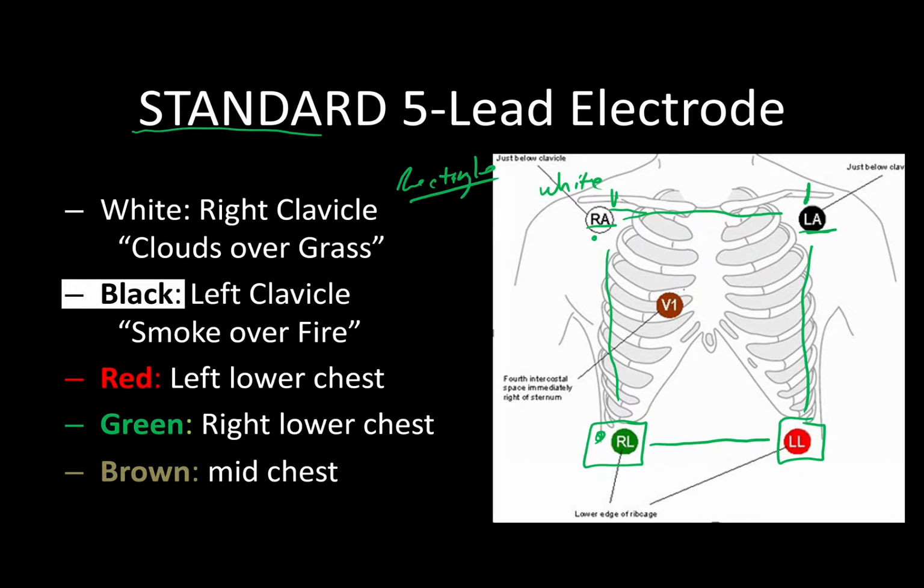Last but not least, of course, you have your brown lead, and your brown lead is supposed to go 4th intercostal space, just to the right of the sternal border. You actually don't want it on the sternum. You want it just off to the right side, right in between the bones there, right on the muscle. That's a standard 5-lead.